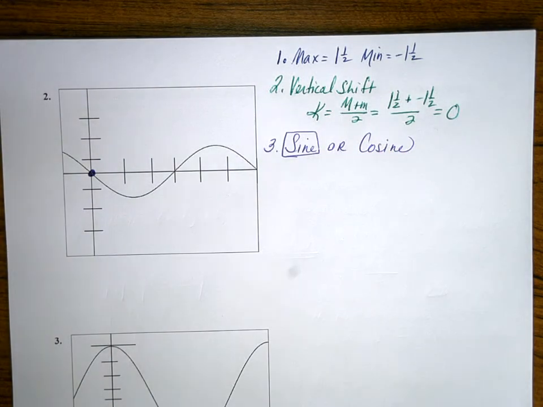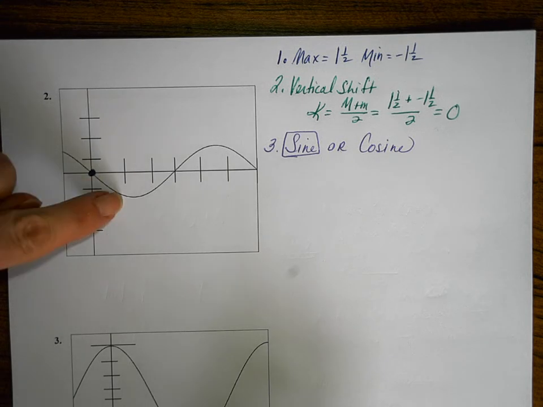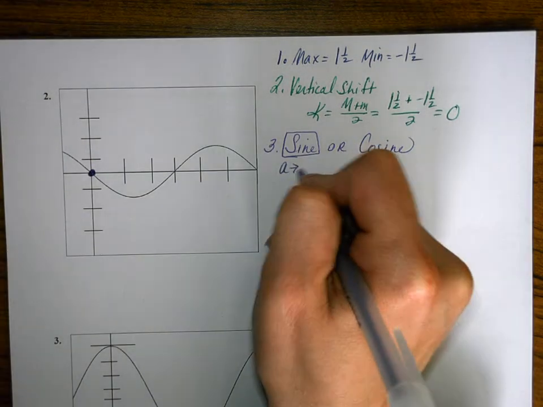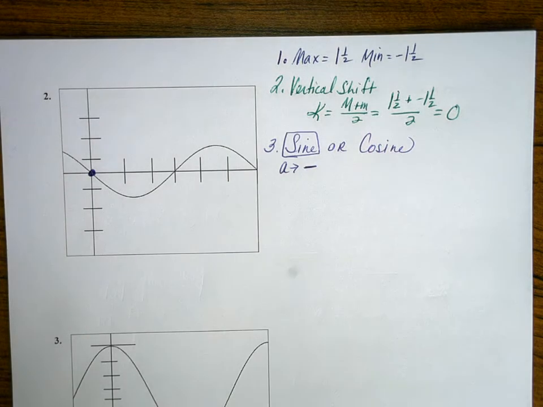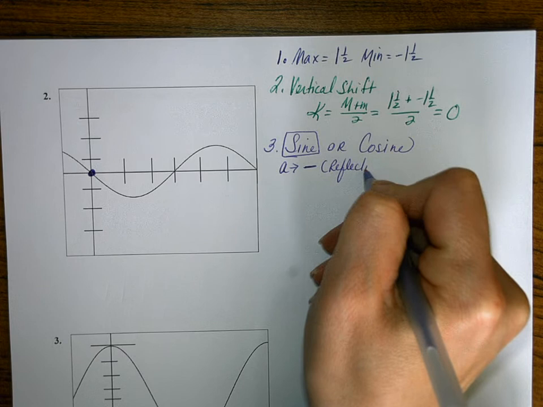Now, is there anything else at that moment that I need to think about with the sine? Is there a reflection? Yes, my sine curve starts and it goes down to the minimum to start. So there is a reflection, so my A value has to be negative, because there is a reflection.